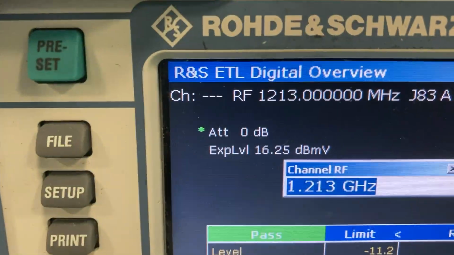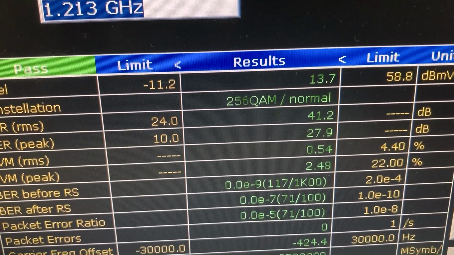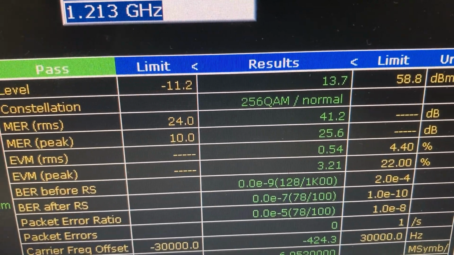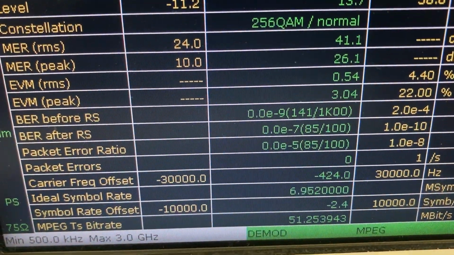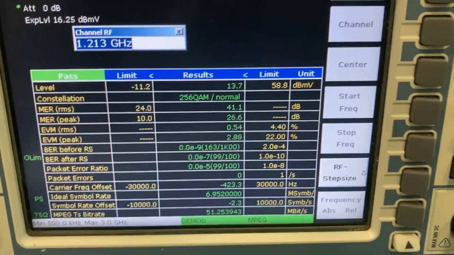Tuned to 1.2 gigahertz DVB-C. Level at the top end is just under 14 dB, 13.7. MER 41 dB, and yeah, once again error free. So yeah, really happy with that.